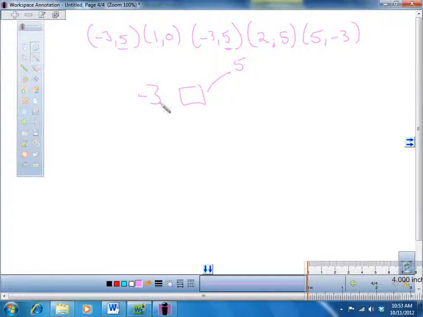I plug in a 1, I get out a 0. I plug in negative 3, I get out a 5. Plug in a 2, I also get out a 5. But that's okay, because I only get out one thing, you see? So that's a function. That's how you can tell by points.